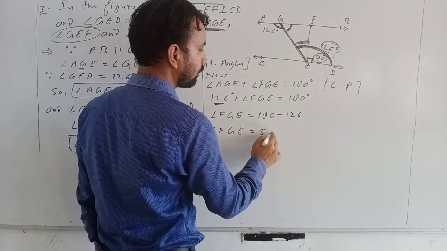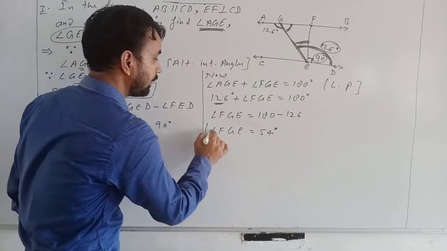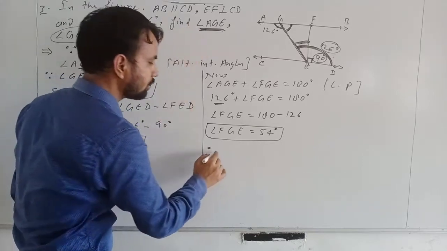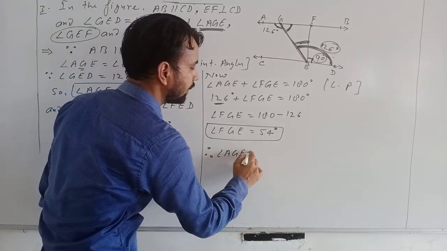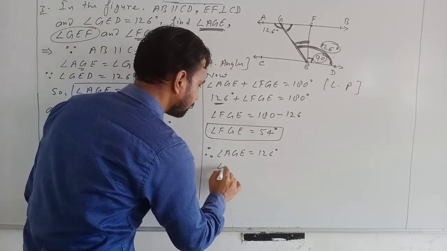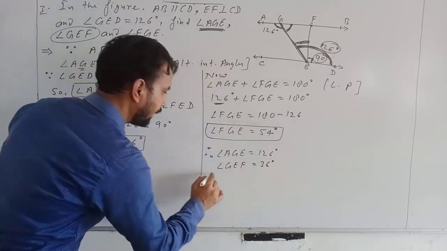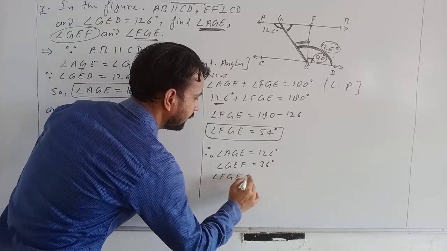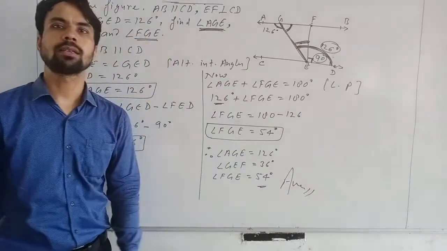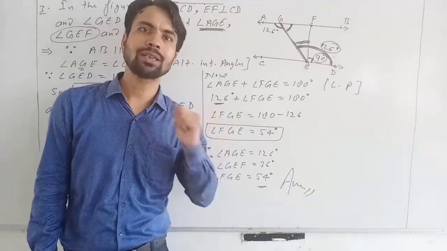Angle FGE equals 54 degrees. 180 minus 126, yes, FGE is 54 degrees. Hence, the question is asking for all these three angles, so we will have to write the value of all of them. Angle AGE is 126 degrees, angle GEF equals 36 degrees, and angle FGE equals 54 degrees. So this is our final answer. Understood? Got it? Good. So students, pause the video and note it fast.